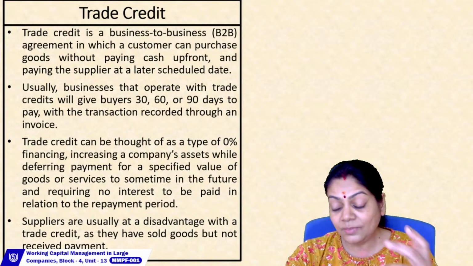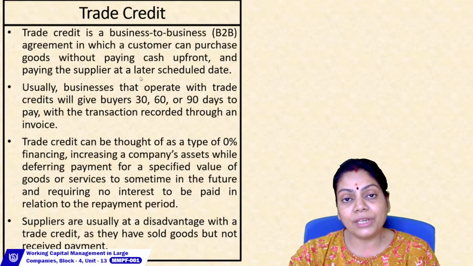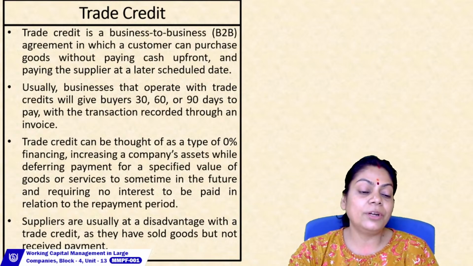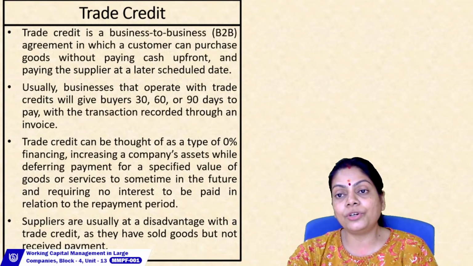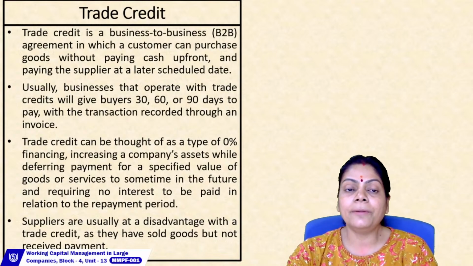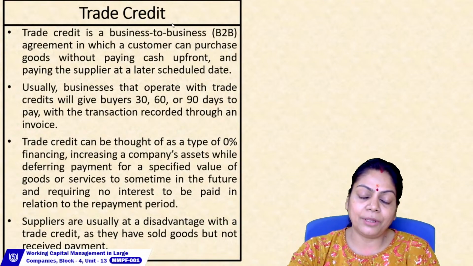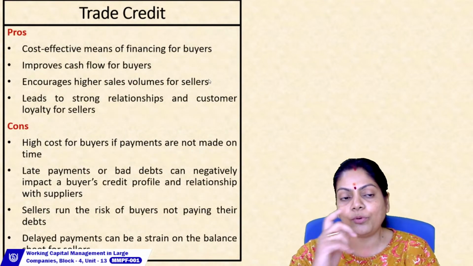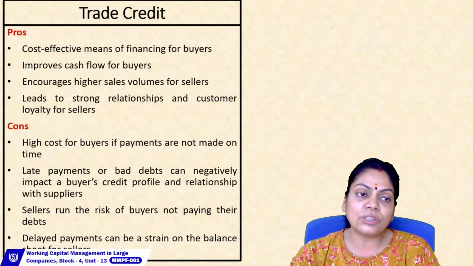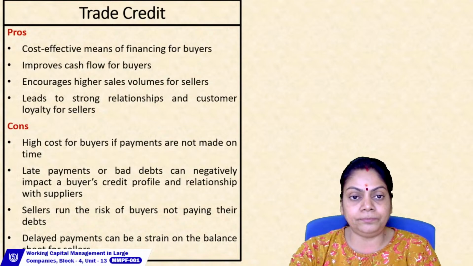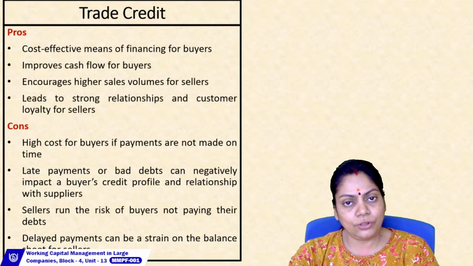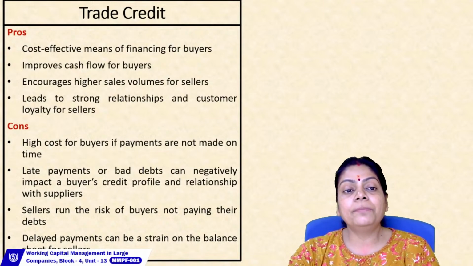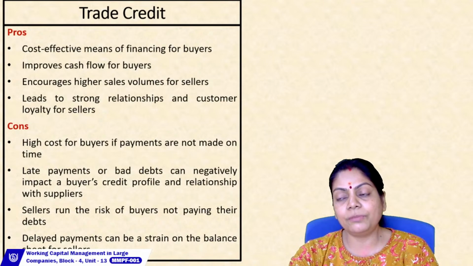So this is a particular disadvantage. Though it is advantageous to the organization, the big company, it is disadvantageous to the supplier. And obviously the big company will have a motivation to always stretch the credit period. Okay, so this is the problem with the trade credit. Now, if you look at the various pros and cons of the trade credit, under the pros you can talk about it being cost effective, zero cost. Now it improves your cash flow for the buyers, obviously, because you are not paying any upfront payment.